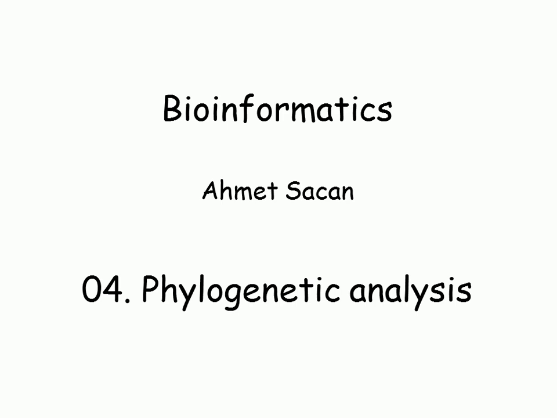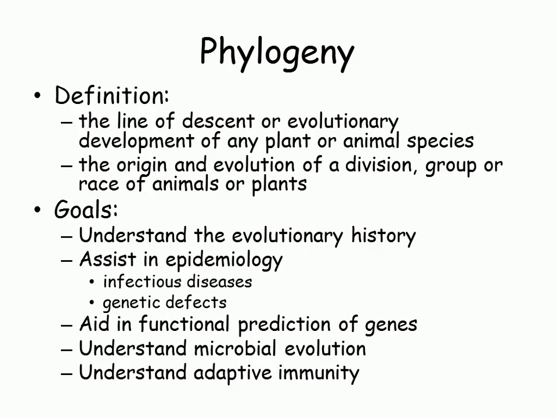All right, so today's lecture is going to be about phylogenetic analysis, which tries to put things in evolutionary perspective. So you try to find relationships between entities, which could be either genes or species, and construct the evolutionary history of those entities. So the definition is you construct the line of descent or identify the evolutionary development of any species or gene, or the origin and the evolution of a division, group, or race of animals or plants, or other organisms.